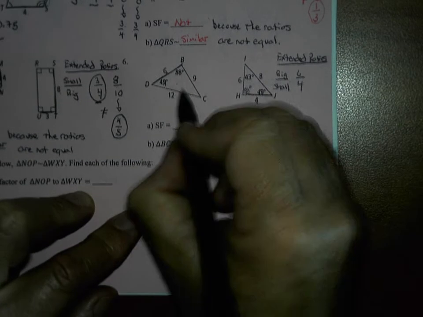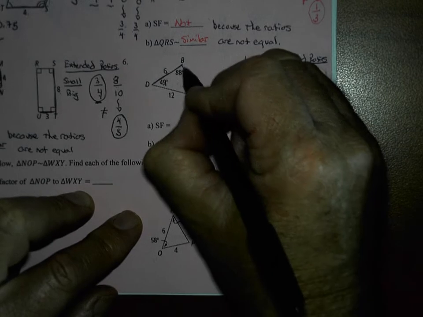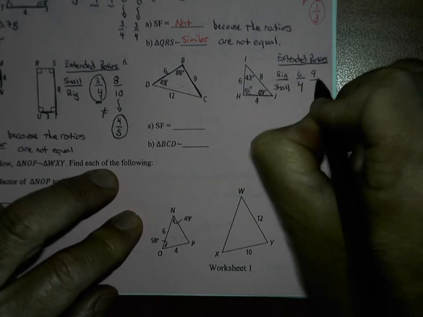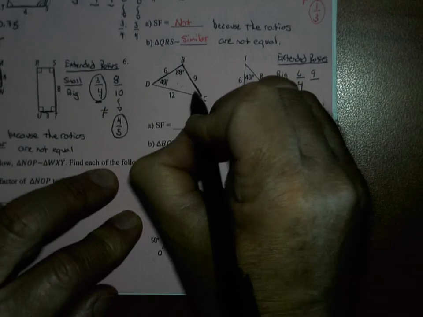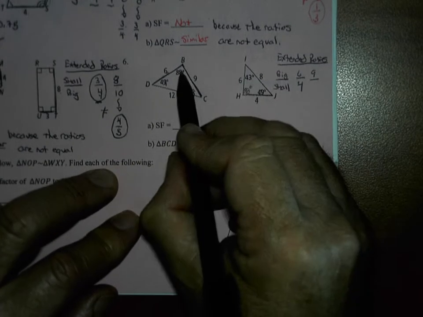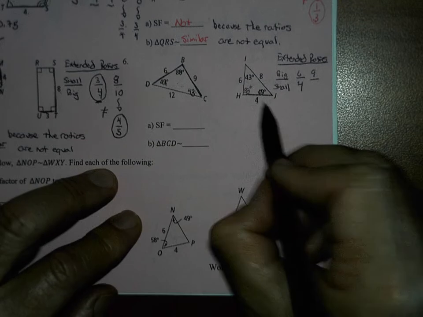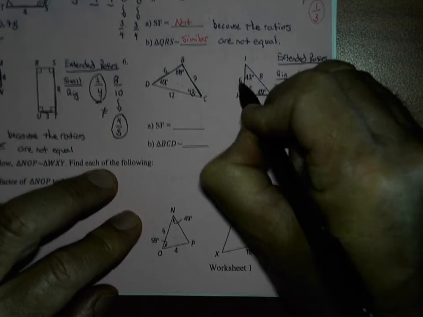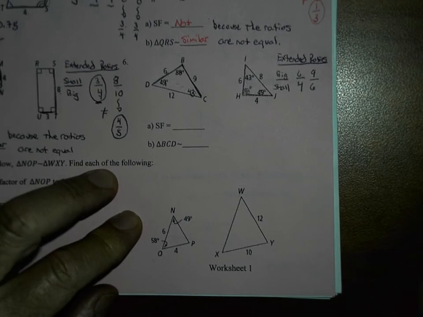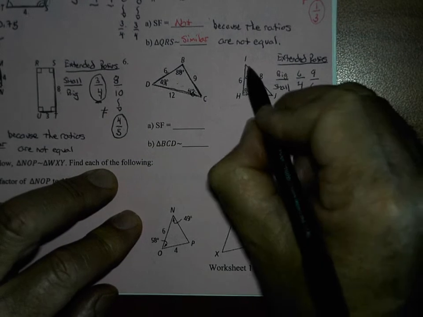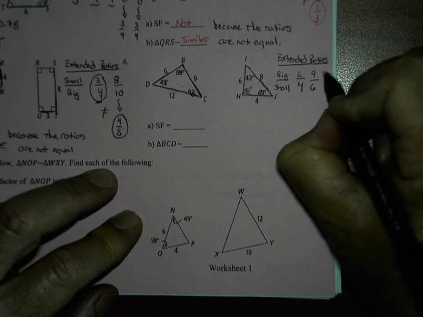Let's pick another side from the big triangle. Let's pick side BC, which is 9. So I'm going to have 9 over, now notice this is 88. That angle there would have to be 43. So connecting the 88 and the 43 angle would be this side right here, which is HI, which is 6. There's another ratio. Then my last one would be 12 over 8. So those would be my 3 ratios.